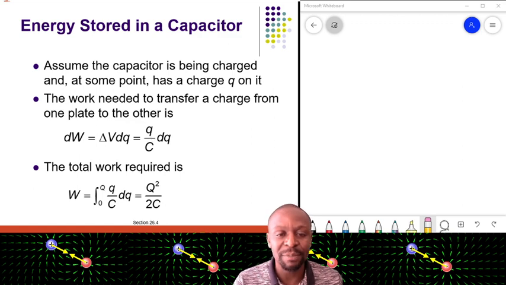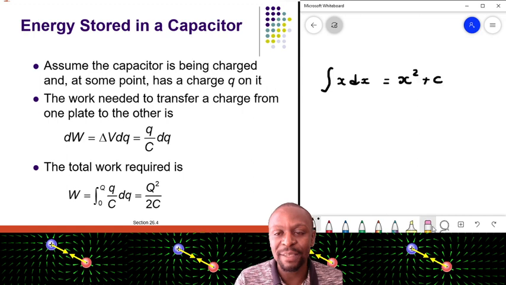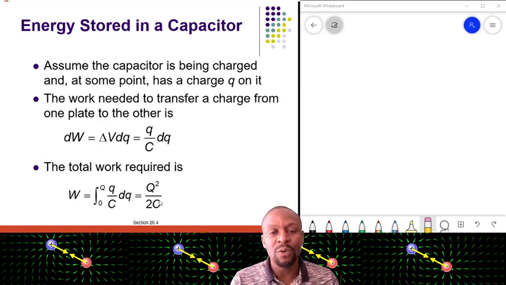For example, let me remind you if you have forgotten. Suppose you are asked to integrate x dx. When you integrate that, it is just going to be x squared over 2 plus c. So you just apply the same thing with the integral of q dq, and 1 over C can be taken outside the integral. Therefore, this is what you are going to have after you put the integration limits there.